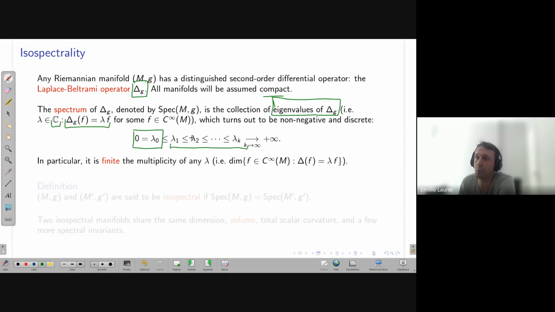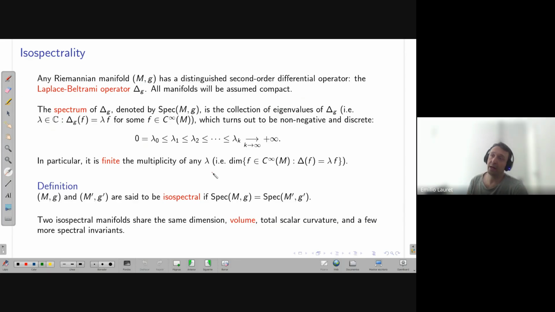They don't have accumulation points in the real line, only at infinity. This goes to plus infinity when k goes to infinity, if you order it this way. In particular, any eigenvalue can be repeated only finitely many times in the spectrum. The spectrum is a multiset, not a set, like the spectrum of matrices. Some element might appear several times in this collection. So, two compact Riemannian manifolds are said to be isospectral if their spectra coincide.